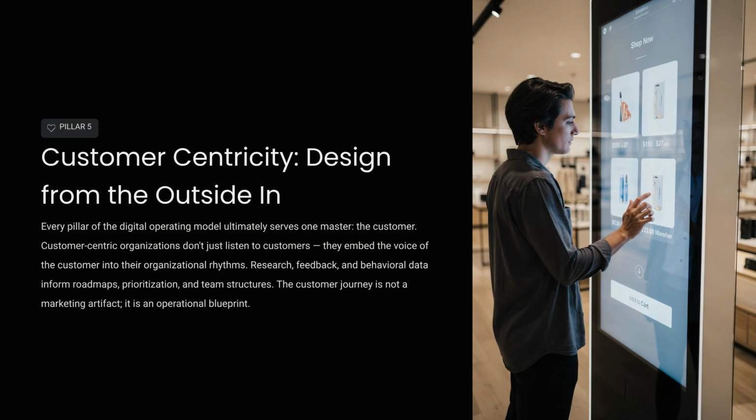Pillar 5 is customer centricity, designed from the outside in. Every pillar ultimately serves the customer. Customer-centric organizations embed the customer voice into organizational rhythms. The customer journey is an operational blueprint, informed by research, feedback, and behavioral data.